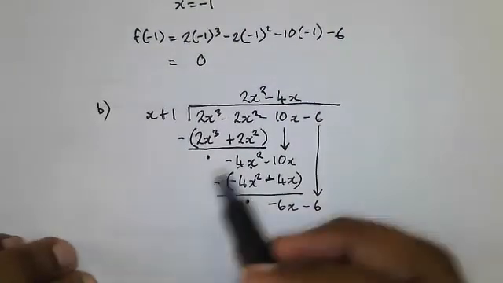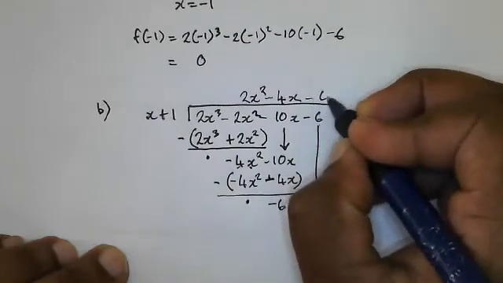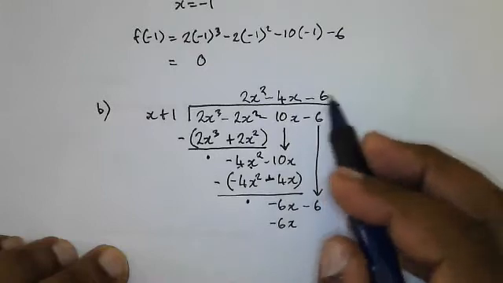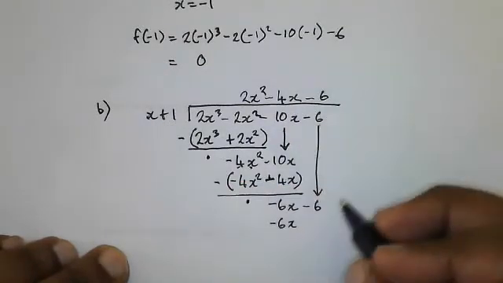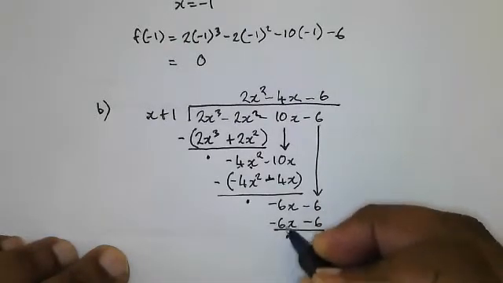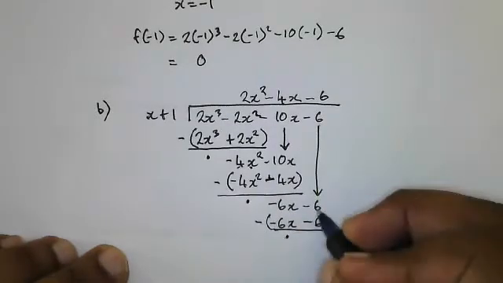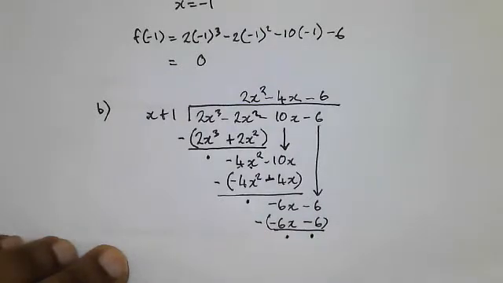Now, here's the thing. What is x into negative 6x? It's negative 6, right? Multiply that back, it is the same thing. Now, negative 6 times positive 1, what is it? It's negative 6. Because we're supposed to subtract these, negative 6 plus 6 is 0, and negative 6 plus 6. Everything simplifies down.